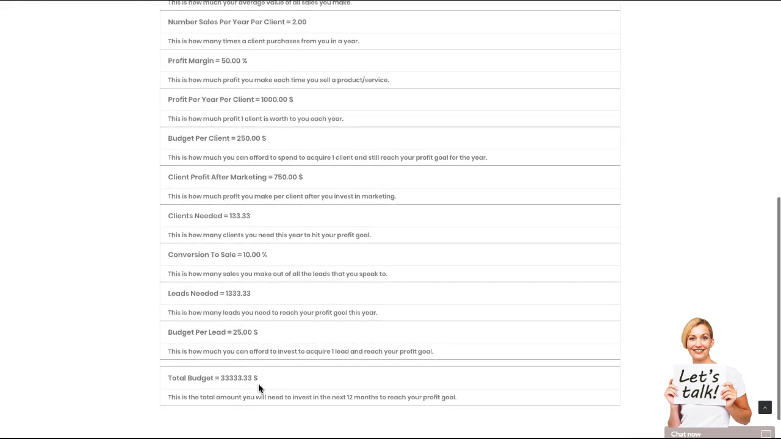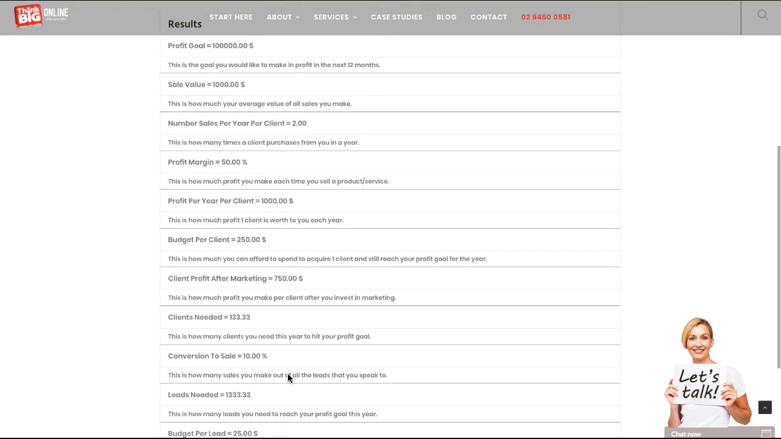And then down the bottom, super powerful, it tells us how much money we need to spend to create that profit. So if we want to make $100,000 profit net in our pocket, then based on the numbers that we input, it's going to cost us $33,333.33. So we input that and we get back, after this spend, $100,000 in profit. So go and play with it, put your numbers in, and then this will give you the roadmap of your KPIs and what you need to achieve this year to reach your profit goal.